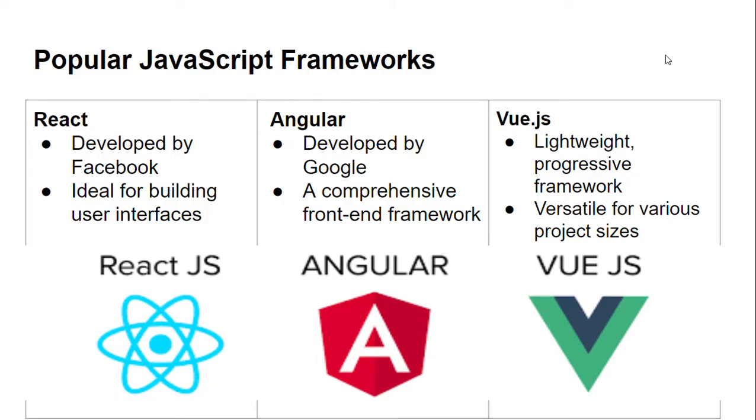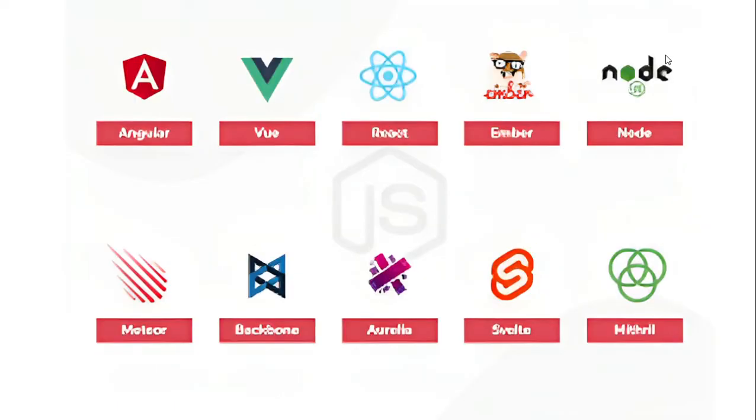Now, the popular JavaScript frameworks, as you can see, are React, Angular, and Vue.js. React is developed by Facebook and it is ideal for building user interfaces. Secondly, Angular is developed by Google and it is a comprehensive front-end framework. Third is Vue.js, which is a lightweight progressive framework and is versatile for various project sizes.